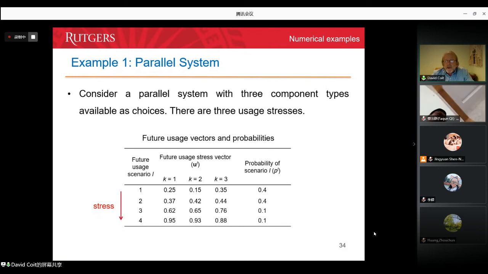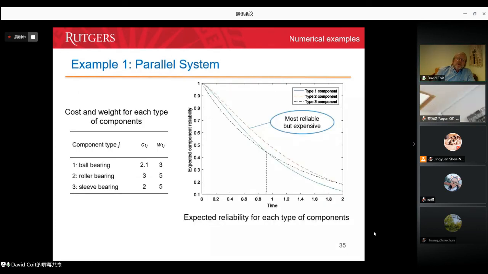And you look at the 4 of them, you see the stresses are increasing. Once again, we don't have to do this, but we scaled the stresses from 0 to 1. So we solve this using these, first, here's the expected component reliability. The one that's most reliable, and again, expected value, is most expensive. Well, that's typical. So there's trade-offs involved.